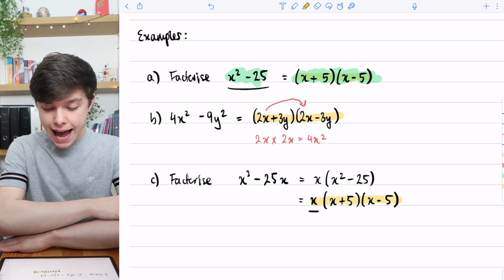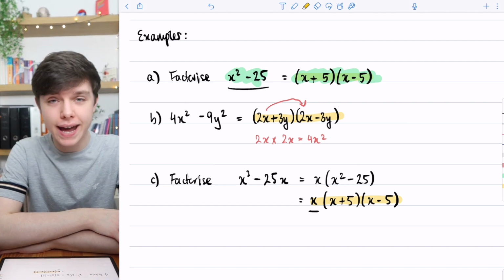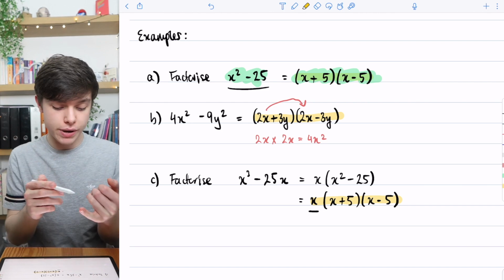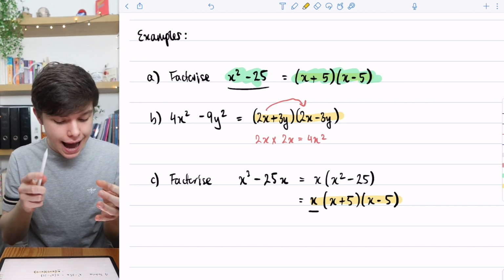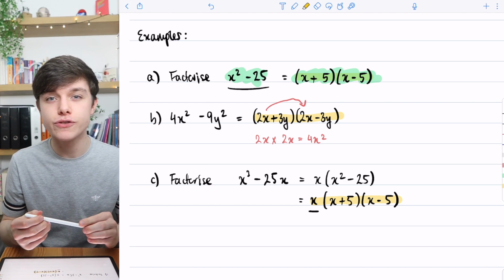So hopefully now you can expand brackets and you can factorise when we can take out common factors, when we can use the quadratic form, and when we can use the difference of two squares.